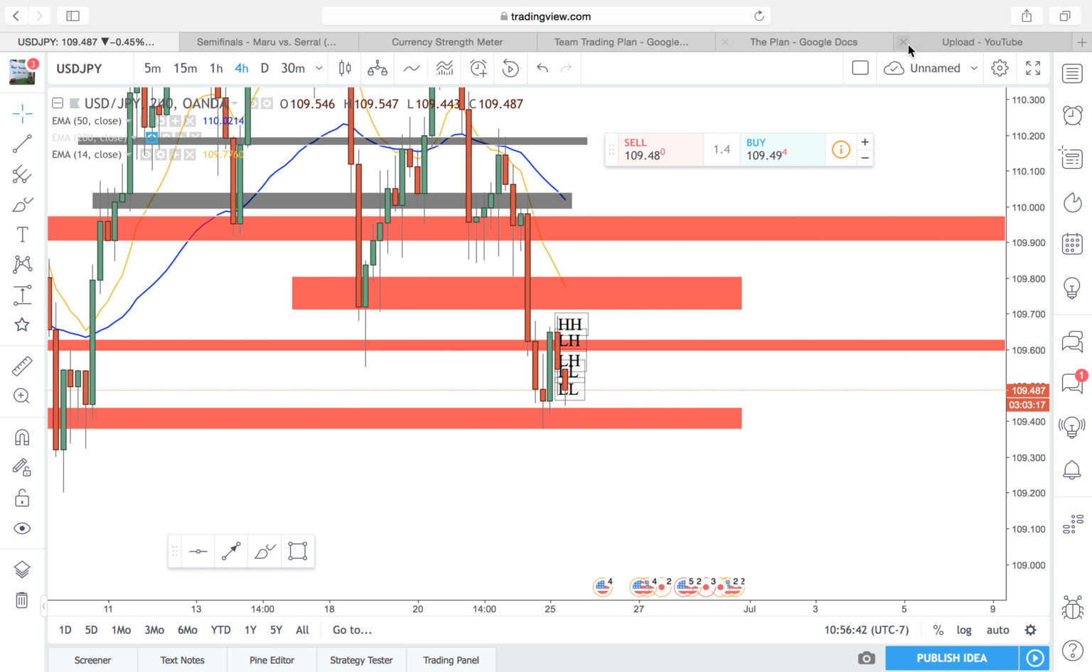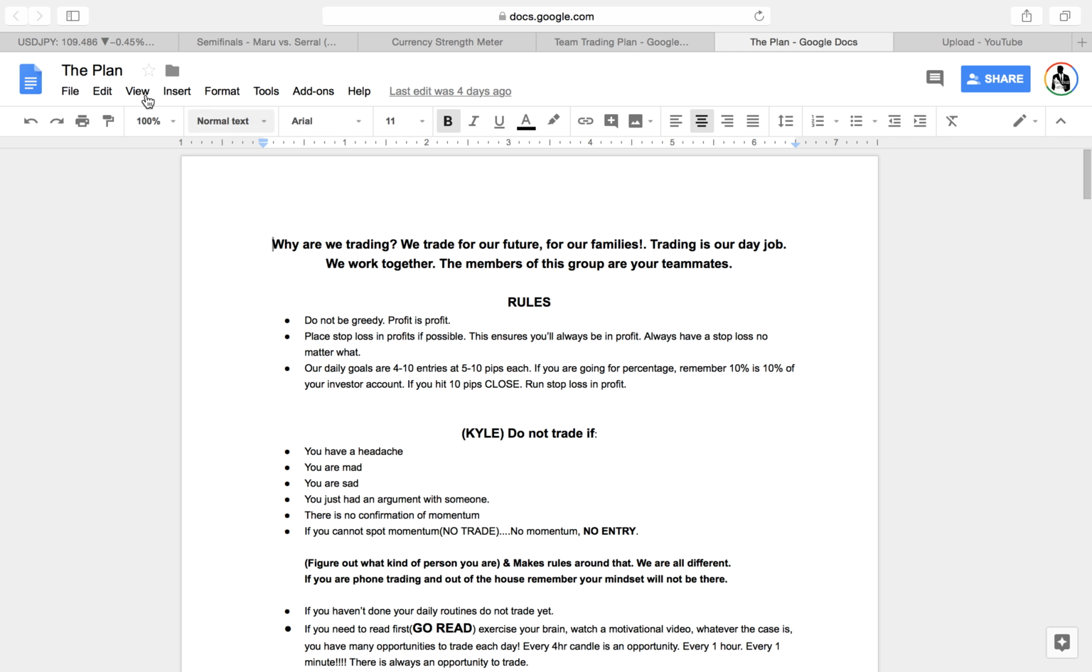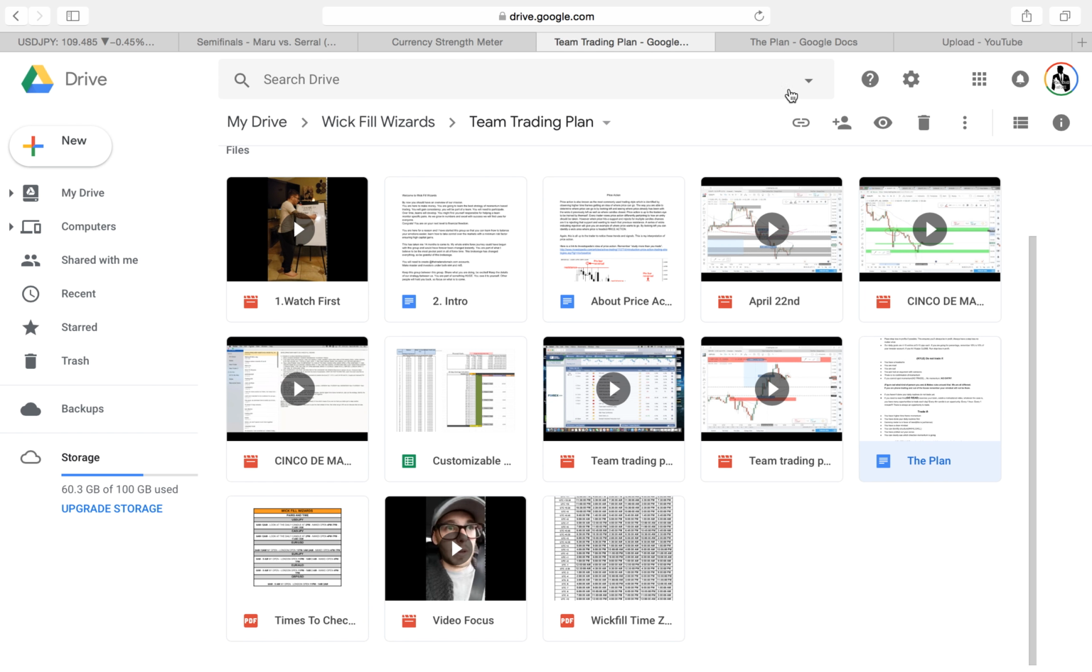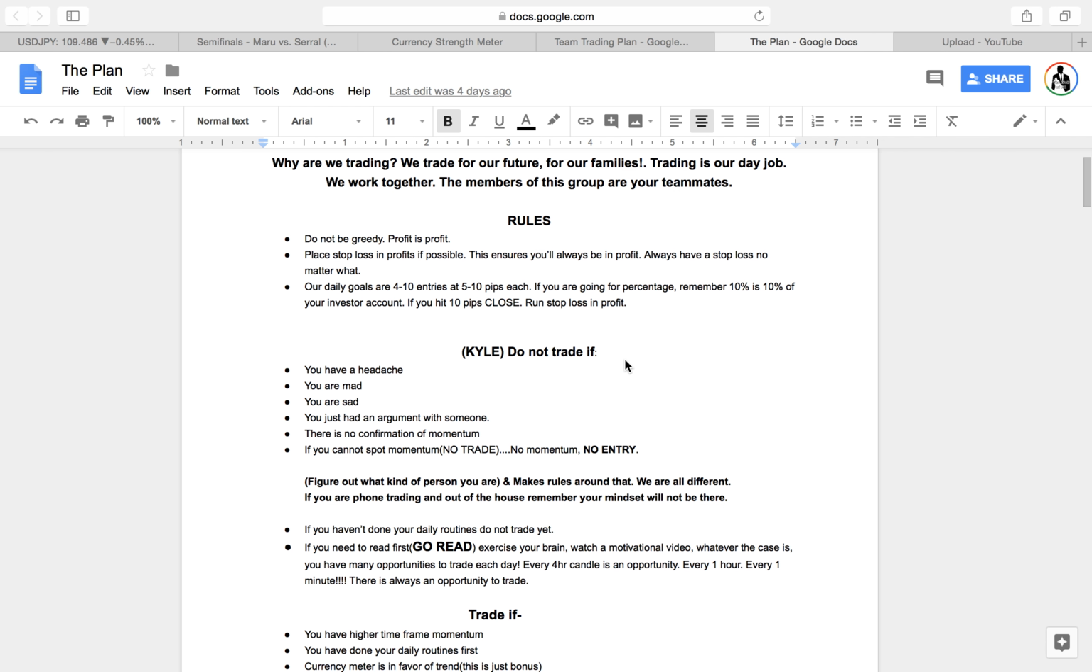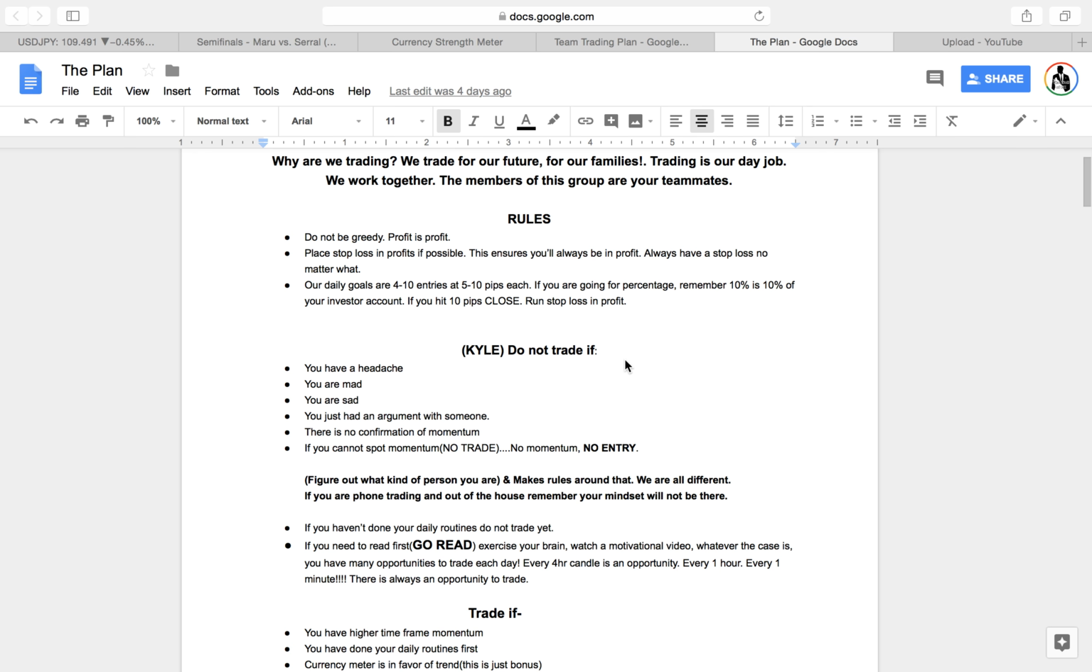And I'm going to pull up my trading plan. So I was inside my drive. I went through the drive, and then I came to the plan to show you guys the plan. And so these are the steps, right? So this is what I think about first.